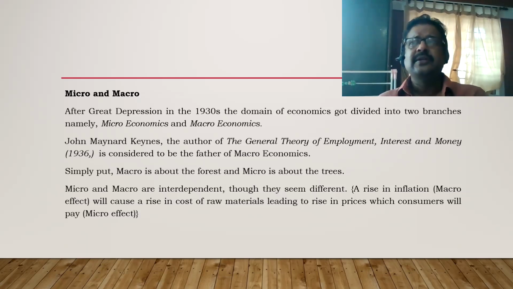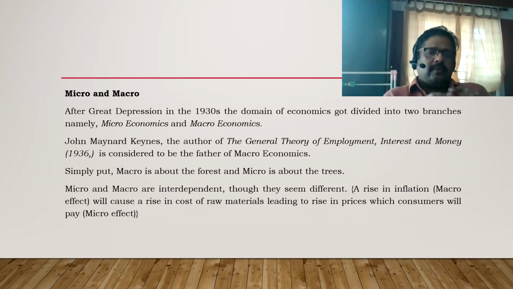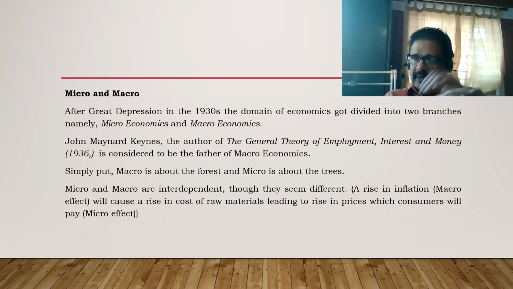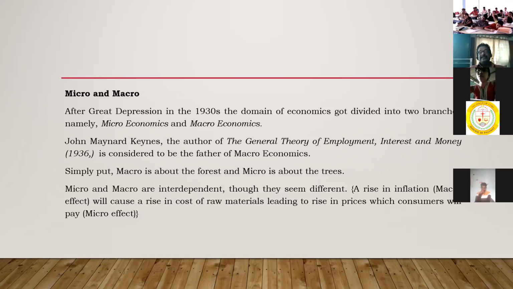What is the difference? When we say it sees through the worm's eye, the worm can see only a small area around it, whereas a bird which is flying over the sky can see a vast area, isn't it? So that is the difference between micro and macro. So though there is difference between these two approaches, they are interdependent.